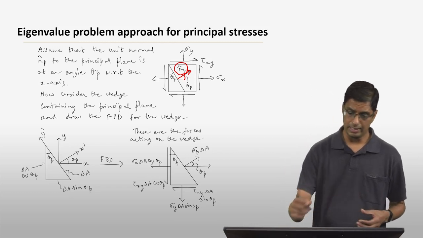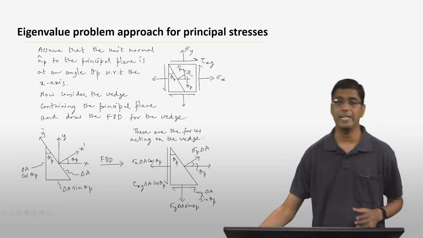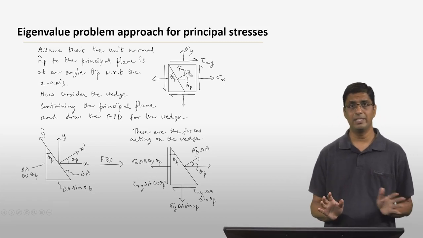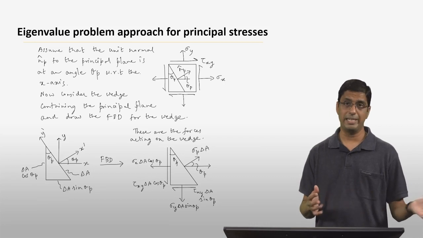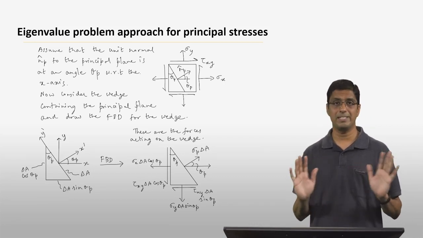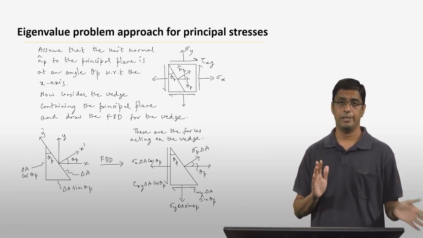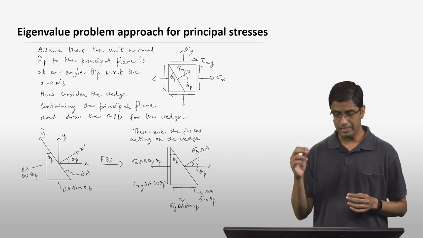So that is something that we define. The theta p could be negative, it could be closer to 90, it doesn't matter. Theta p is just some angle of this normal to the principal plane with respect to the x-axis.